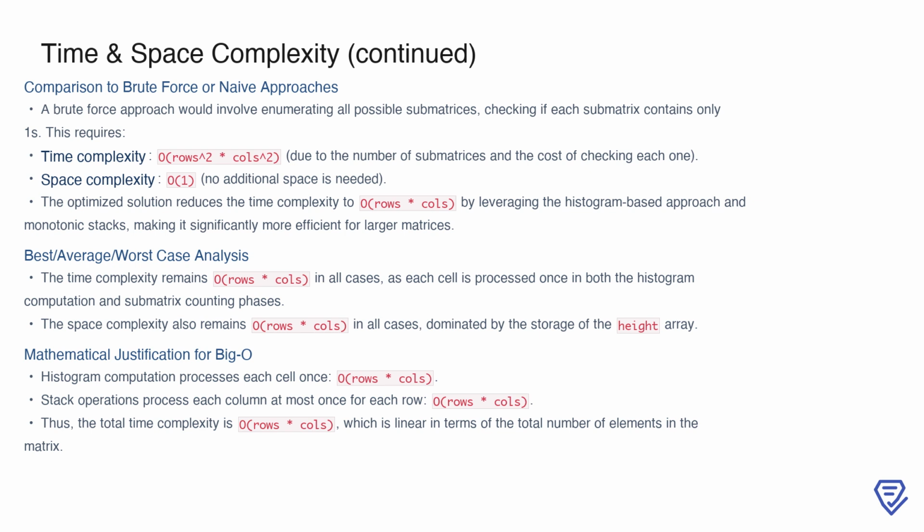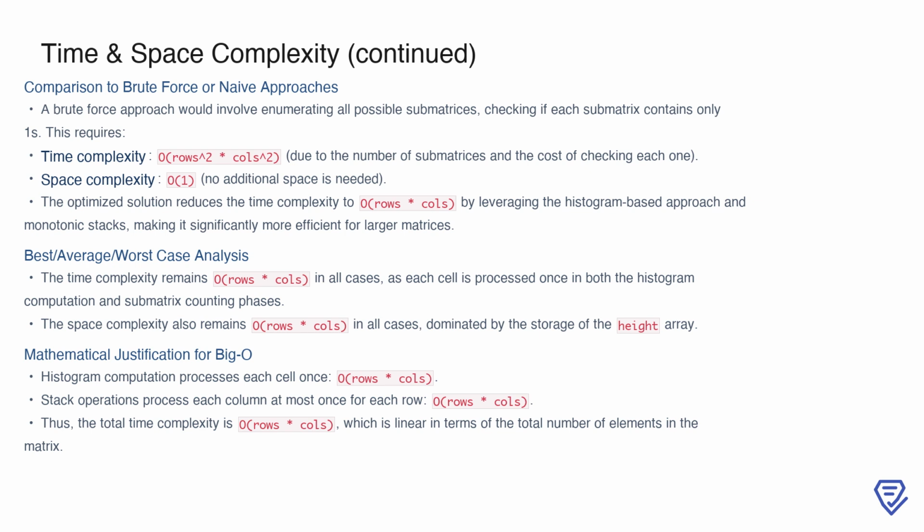To fully appreciate the efficiency of this approach, let's compare it to a brute force or naive solution. A brute force method would enumerate all possible submatrices and check if each one contains only ones. This approach has a time complexity of O(rows^2 * cols^2), as the number of submatrices grows quadratically with the dimensions of the matrix, and checking each one is equally expensive. However, it requires no additional space, so the space complexity is O(1).